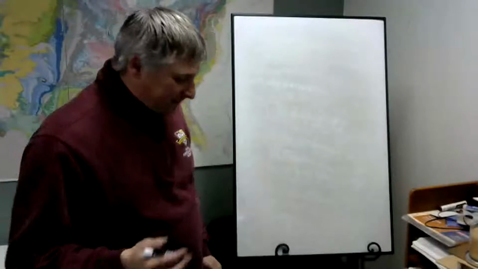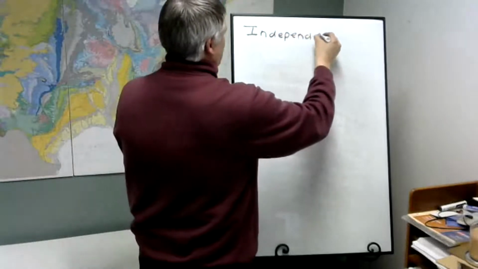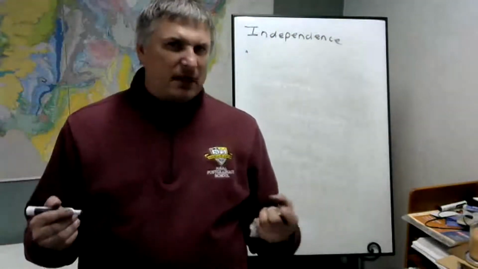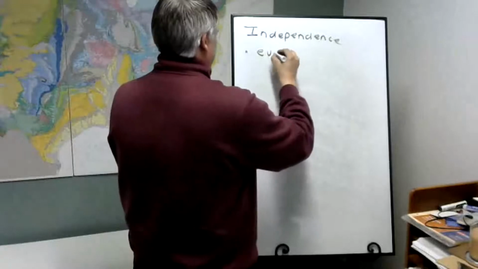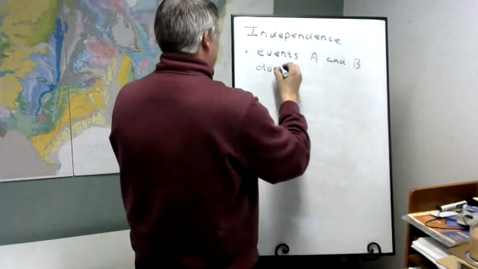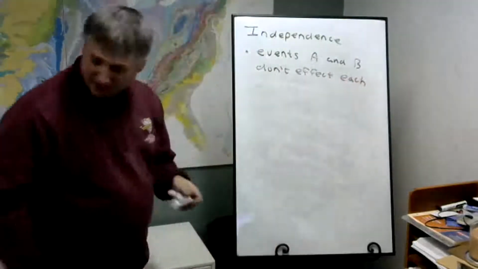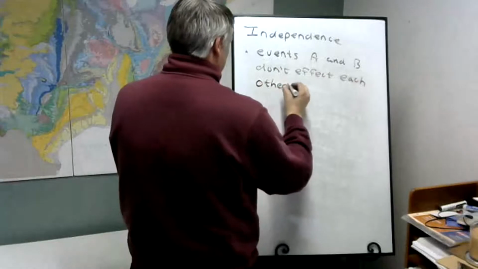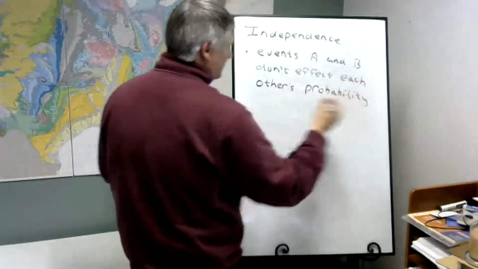So what I want to talk about is this idea called independence. And what this basically says is that if you have two events, A and B, they don't affect each other's probabilities. They don't affect each other's probability.